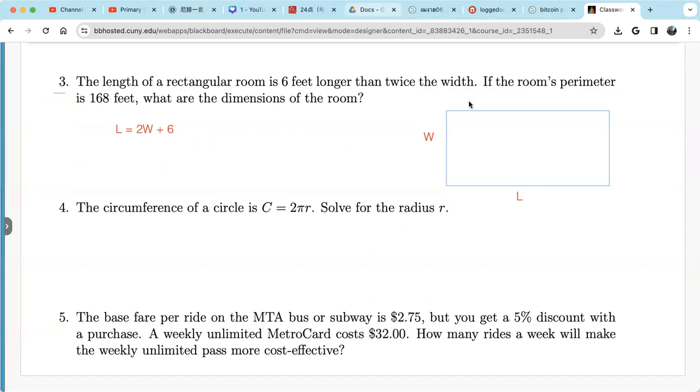If the room's perimeter is 168 feet, what is perimeter? This top is L as well. This side is W as well. So when we add the 4 sides, we get 2L plus 2W. That's the perimeter, and that's the definition of perimeter.